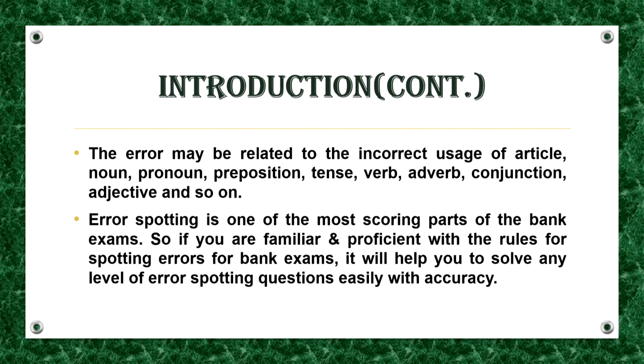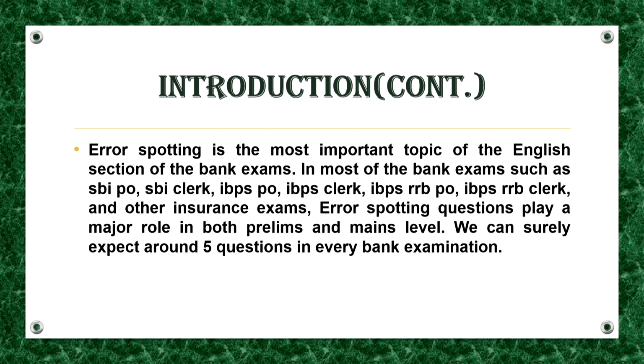The error may be related to the incorrect usage of article, noun, pronoun, preposition, tense, verb, adverb, conjunction, adjective and so on. So error spotting is one of the most scoring parts of the bank exams. If you are familiar and proficient with the rules for spotting errors, it will help you to solve any level of error spotting questions easily with accuracy. So basically, error spotting is the most important topic of the English section of the bank exams.